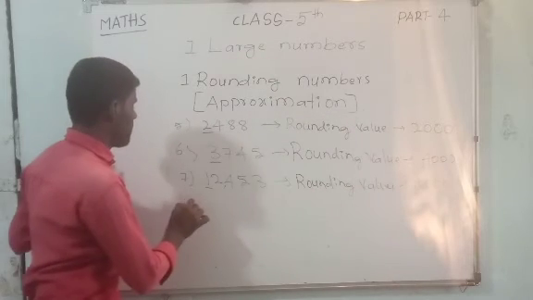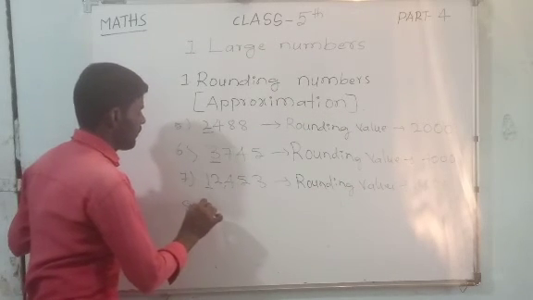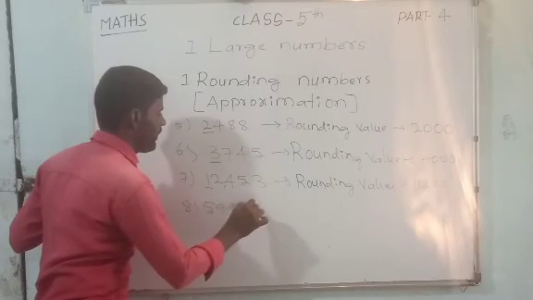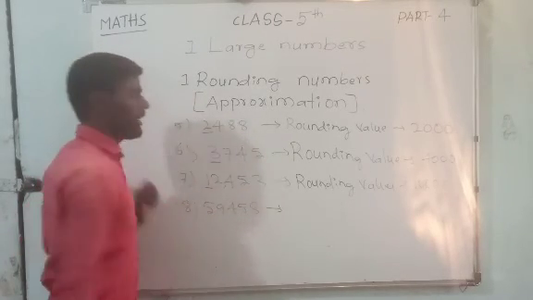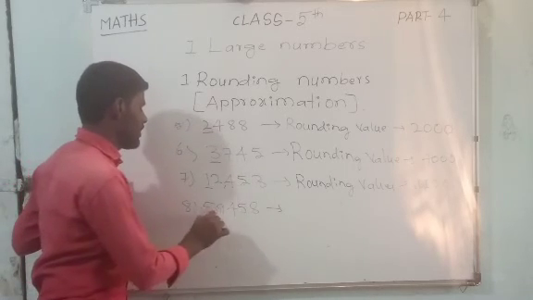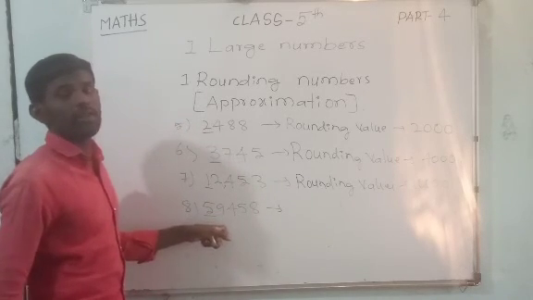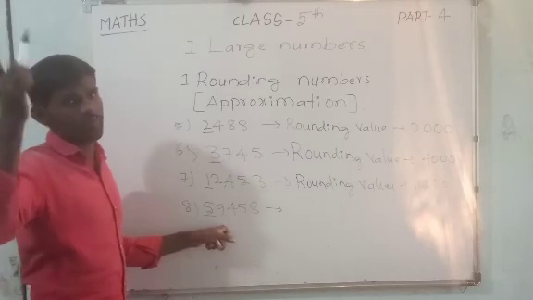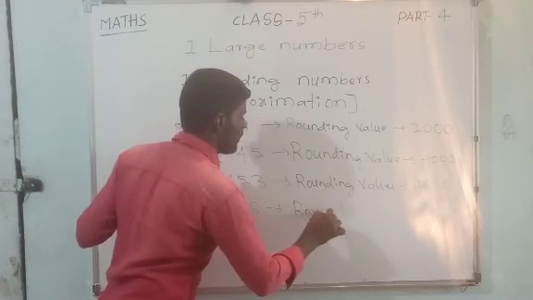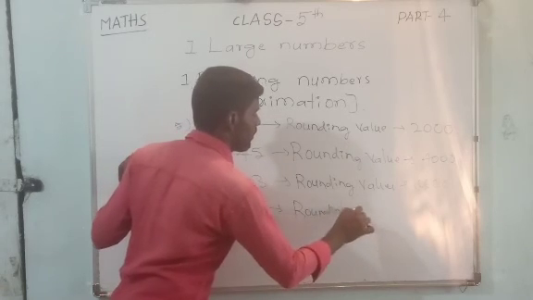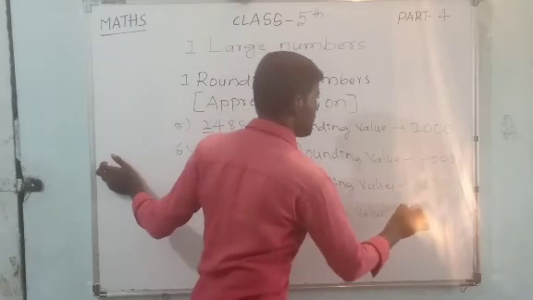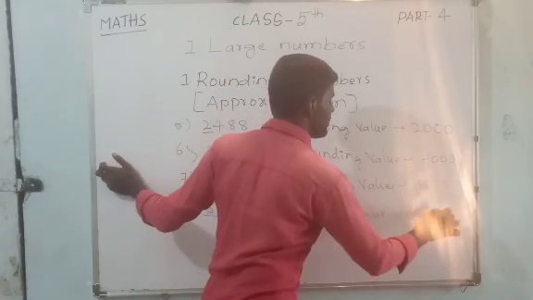10,000. Example 8, dear children. Suppose 59,458. What is the rounding number nearest to 10,000? The number present in the 1000 place is 9, which is more than 5. That is 60,000. Rounding value is that is 60,000.